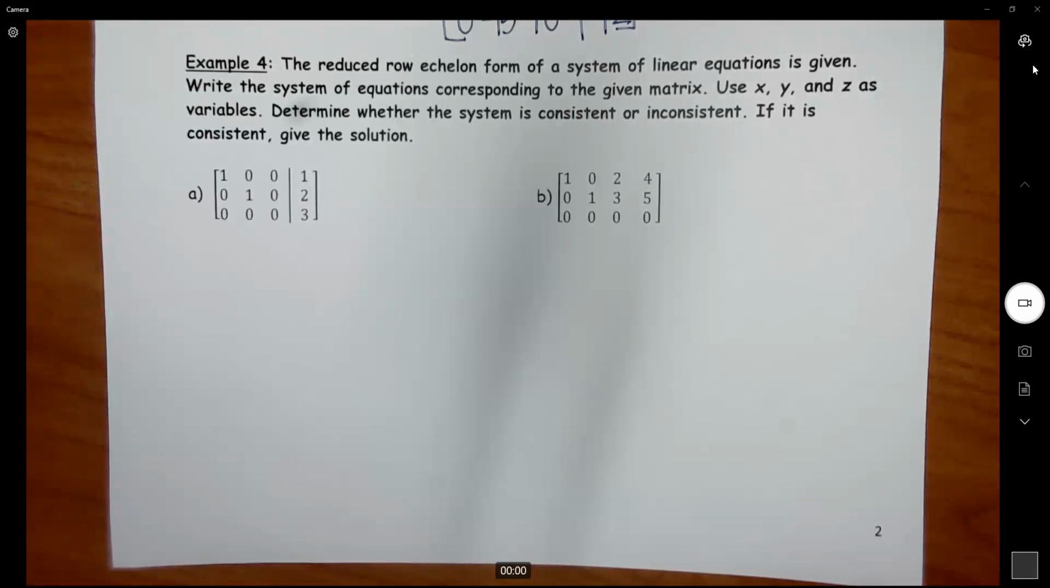So it says the reduced row echelon form of a system of linear equations is given. Write the system of equations corresponding to the given matrix. Use X, Y, and Z as variables. Determine whether the system is consistent or inconsistent. If it is consistent, give a solution.